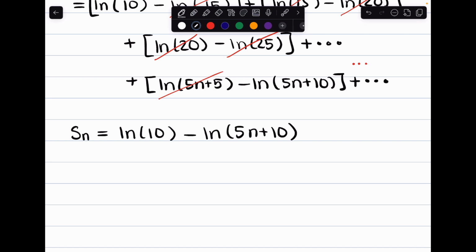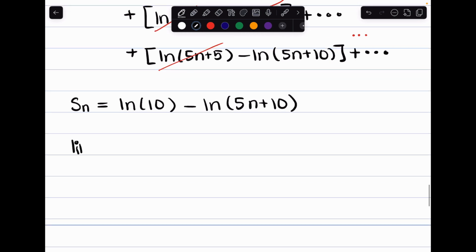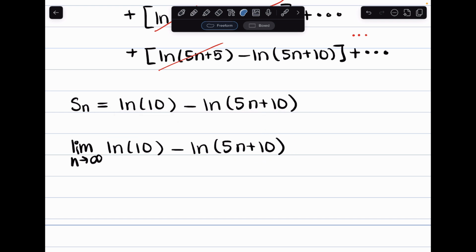And here we can take the limit as n goes to infinity of our nth partial sum. Well, as we take the limit as n goes to infinity, natural log of 10 stays natural log of 10, and then we end up subtracting natural log of something that's going to positive infinity, so we end up getting negative infinity.